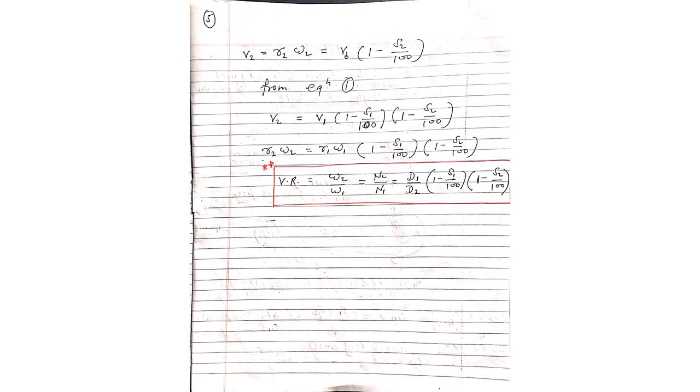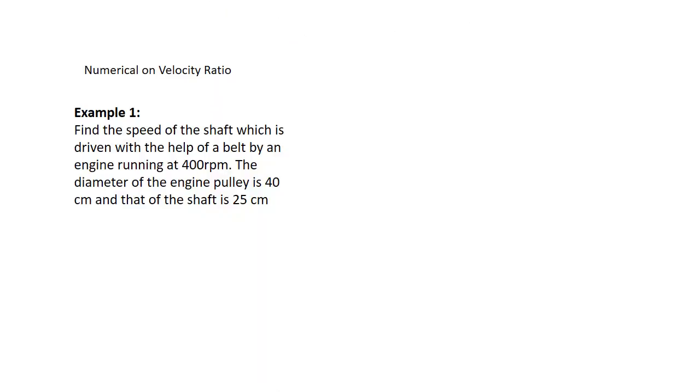So now we are going to do a couple of problems. The first problem is very simple. Find the speed of the shaft which is driven with the help of a belt by an engine running at 400 rpm. The diameter of the engine pulley is 40 centimeter and that of the shaft is 25 centimeter.